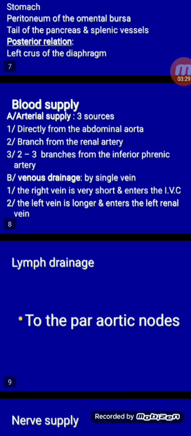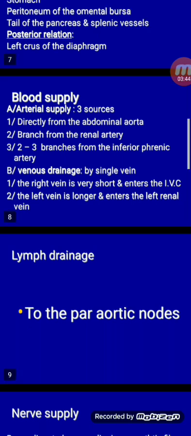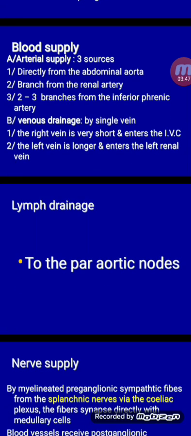Vein is drained by a single vein. The right vein is very short and enters the inferior vena cava because the inferior vena cava is located to the right. That is to say, the right vein is short. The left vein is longer and enters the left renal vein. Lymphatics go to the para-aortic nodes.